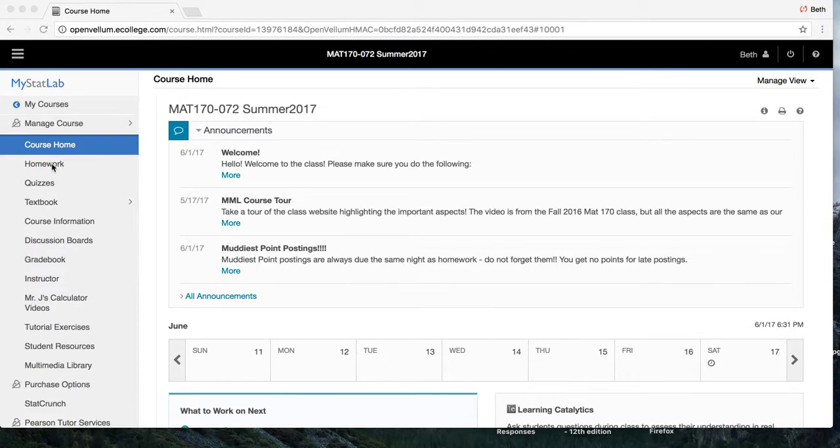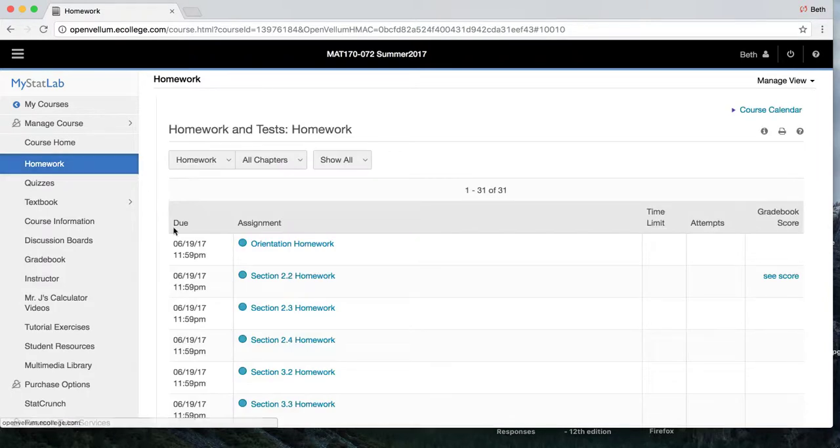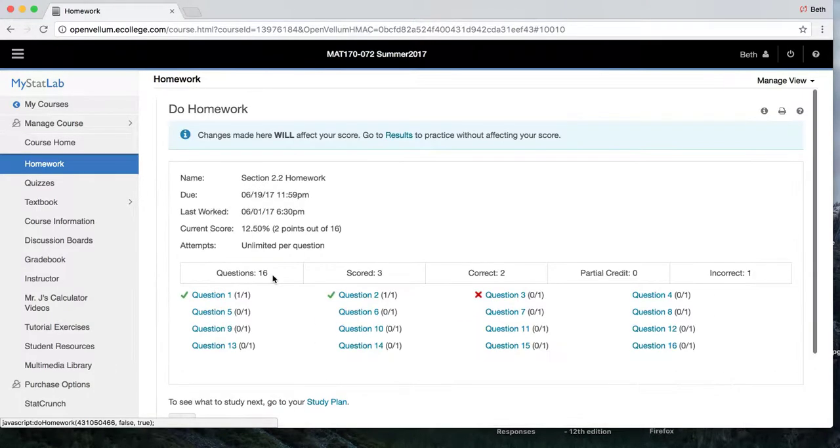So I'm going to click on the homework tab and I'm going to click on section 2.2 homework. Remember the due date is June 19th for that homework. I started this just so that I could show you some examples. So I did the first 3 problems.